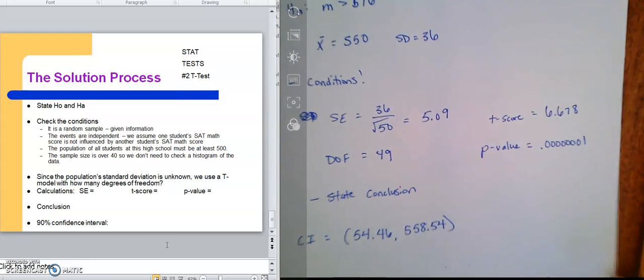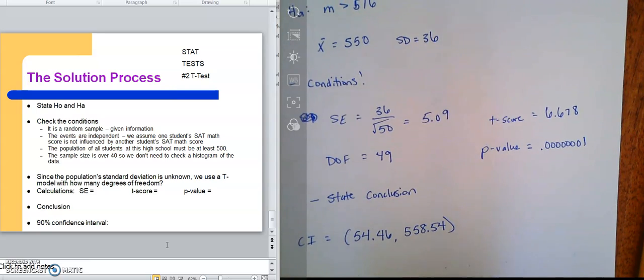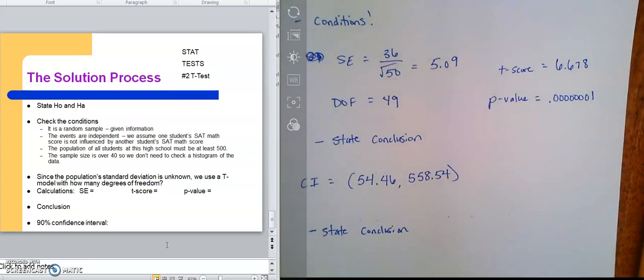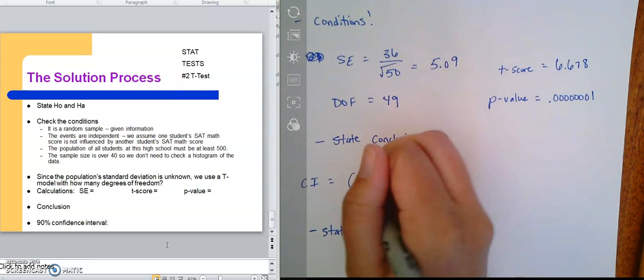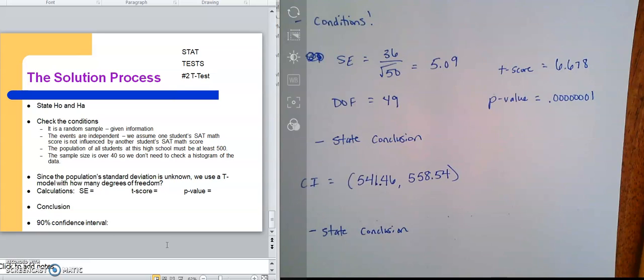All right, and again, I'm just going to read you the conclusion for the same thing. I'm running out of time on the video. So just listen to what I said. If you have to back it up and listen again, that's fine. So my conclusion for the confidence interval, you would say, we are 90% confident that the true mean SAT score for her students is between 541.46 and 558.54, which is higher than 516. Therefore, we can conclude that her students are performing higher than the national average.